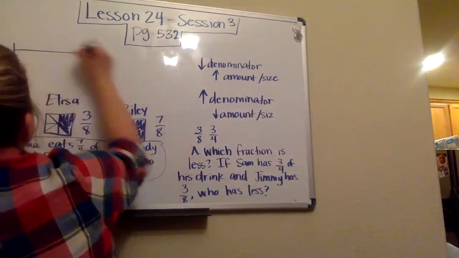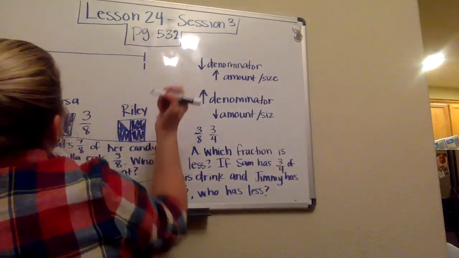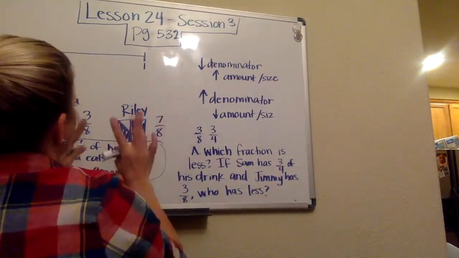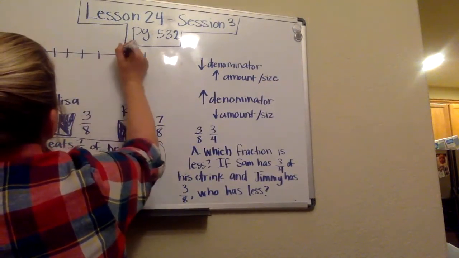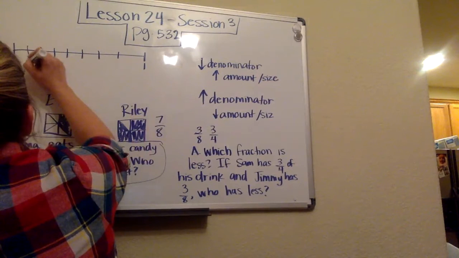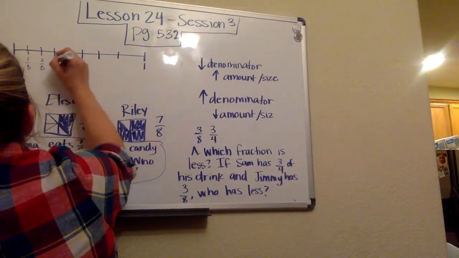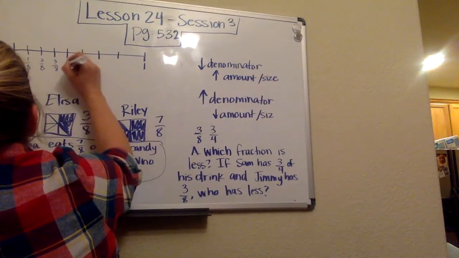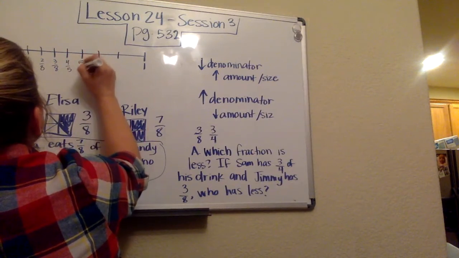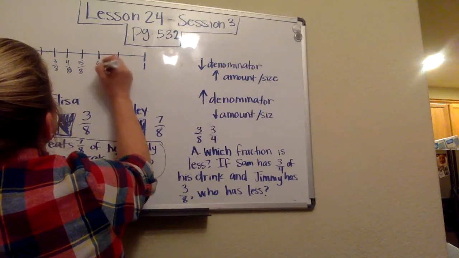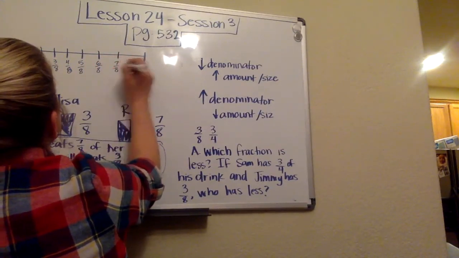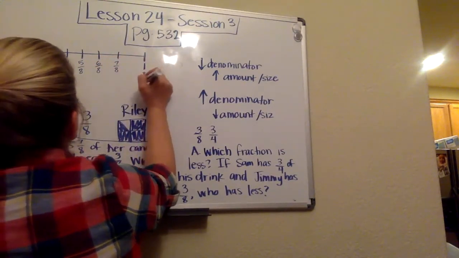You start with 0. I'm going to go to 1. I'm going to break them into 8 pieces, so I need 7 lines. 1, 2, 3, 4, 5, 6, 7. 1/8, 2/8, 3/8. And this, of course, is 8 eighths.